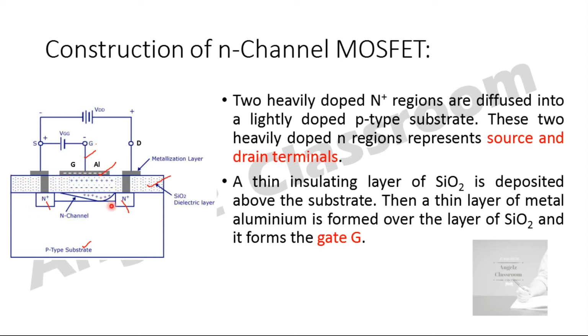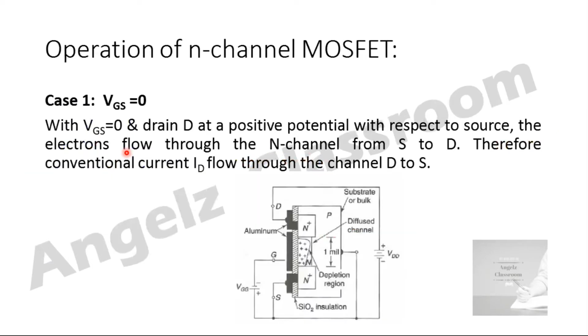Okay, so this N well should be connected to your source and drain respectively. For that I am making an ohmic contact over here as well as here for my source as well as my drain current. So next thing is we are going to see the operation of N channel MOSFET. So the first case is VGS is equal to 0.